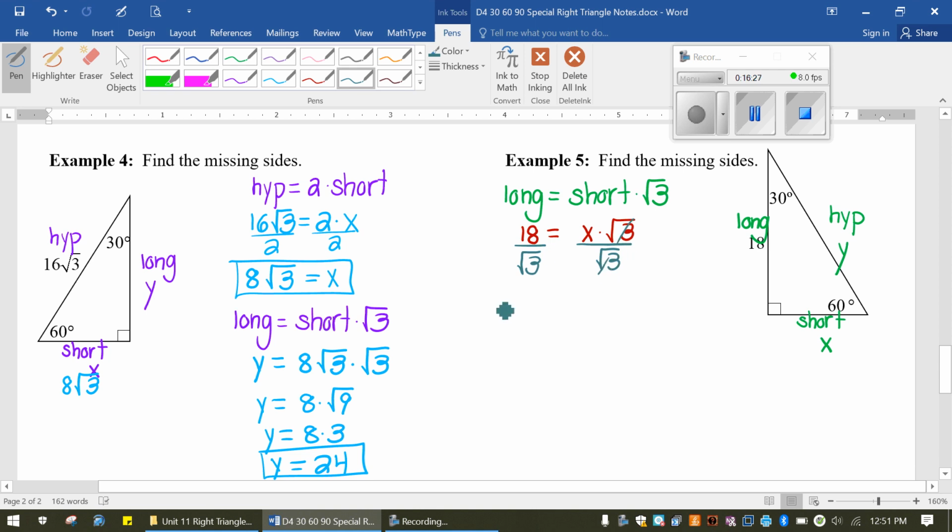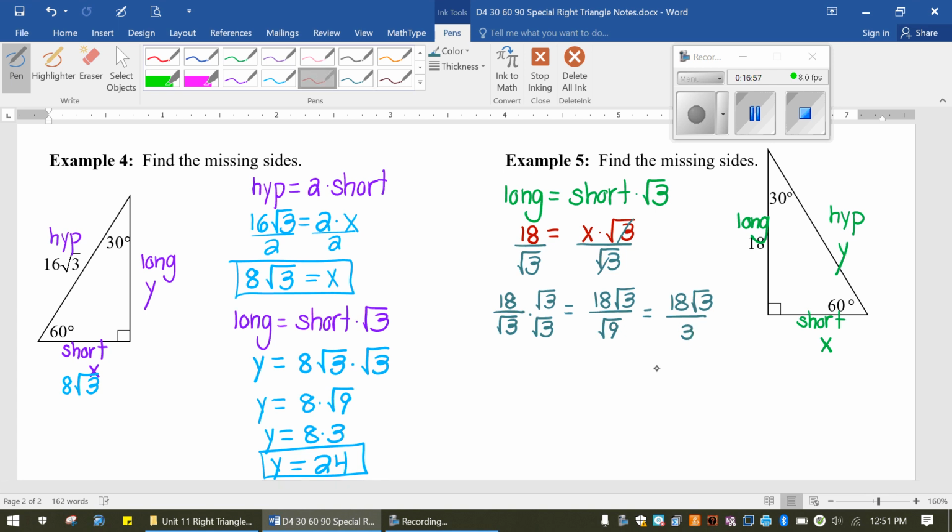So I end up with 18 over the square root of 3. And we cannot leave that square root of 3 in the denominator. So we're going to multiply by a square root of 3 in the denominator. We have to do the same thing in the numerator. So this gives us 18 root 3 over square root of 9, which is 18 root 3 over 3. And then we can divide 18 by 3 to get 6 root 3. So that is your short leg.